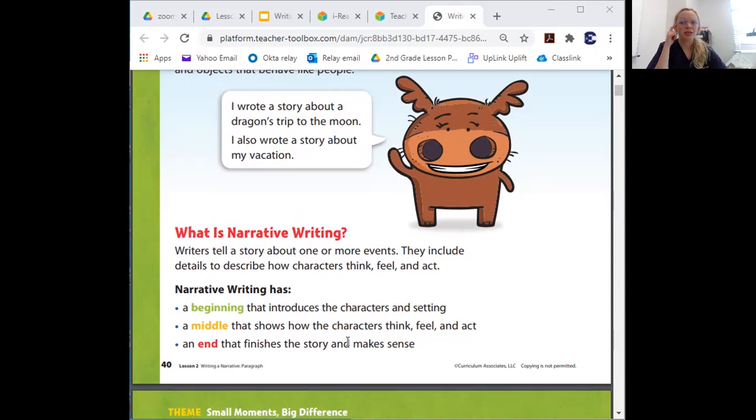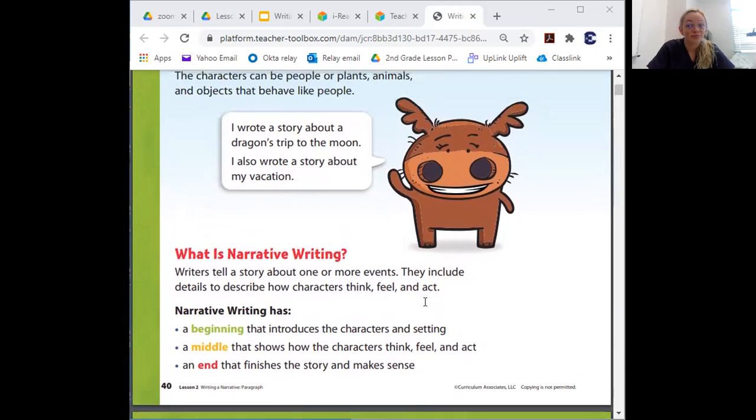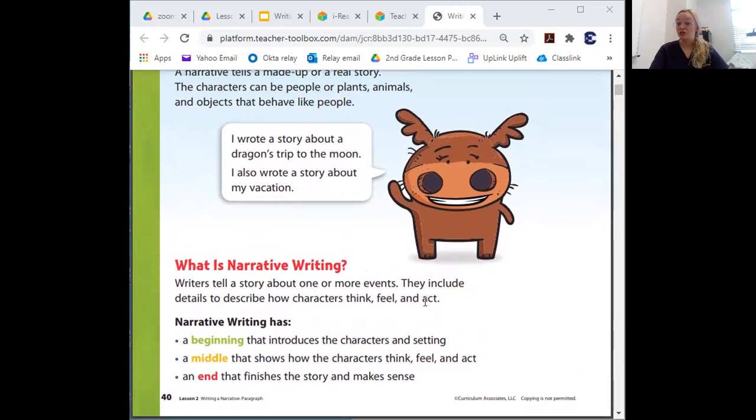This kind of reminds me of when we talked about informational writing, because informational writing also had a beginning, a middle, and an end. But this is kind of different because I don't remember talking about characters and setting in our informational writing. We mostly talked about resources and facts and details with informational. So that's one difference between informational and narrative writing.